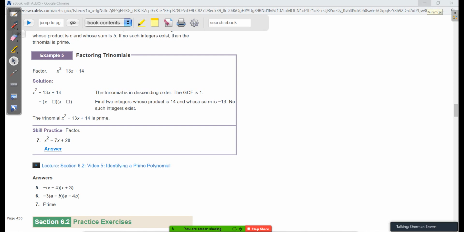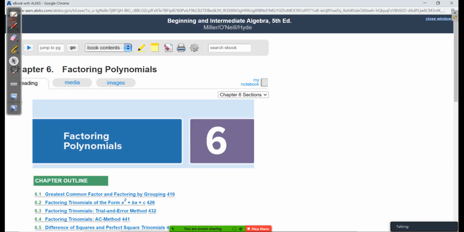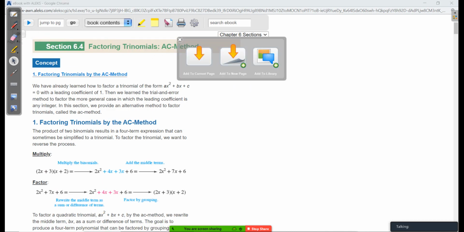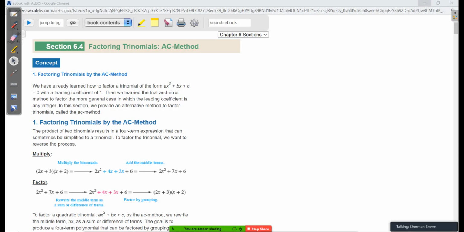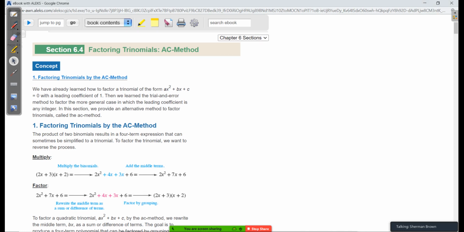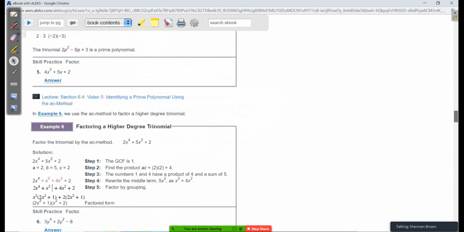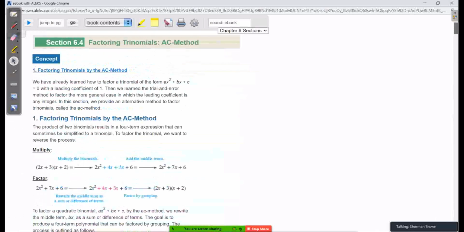Let's jump to 6.4. And now we're going to get to the AC method. So let's real quick just see how many examples we got here. No, it's just 6. It's not too bad. The concept is a little bit trickier though.